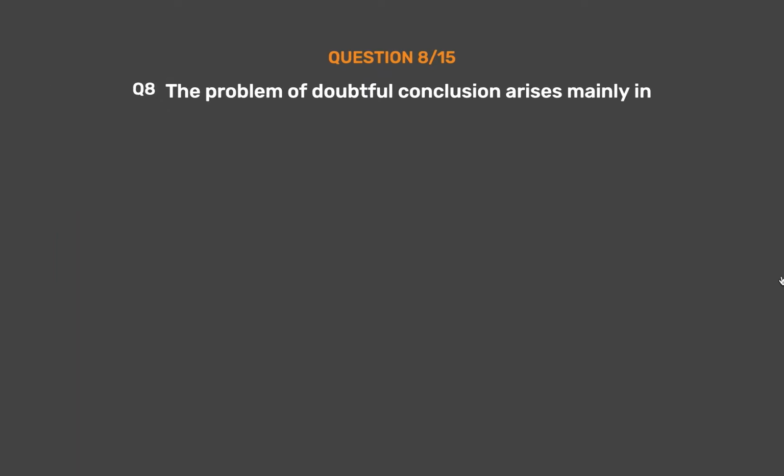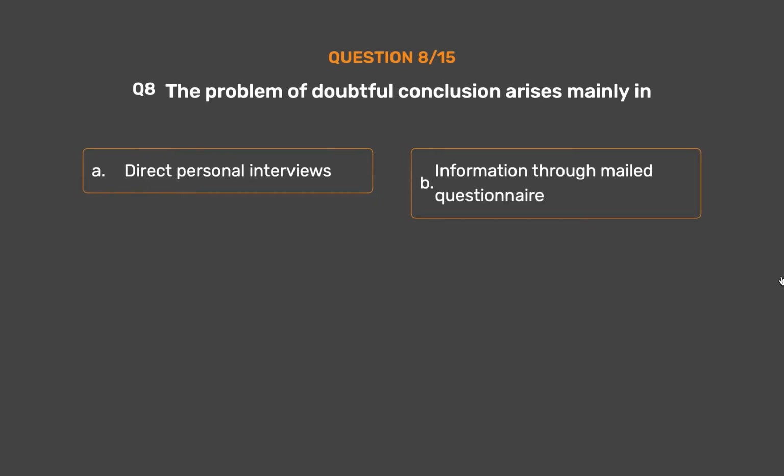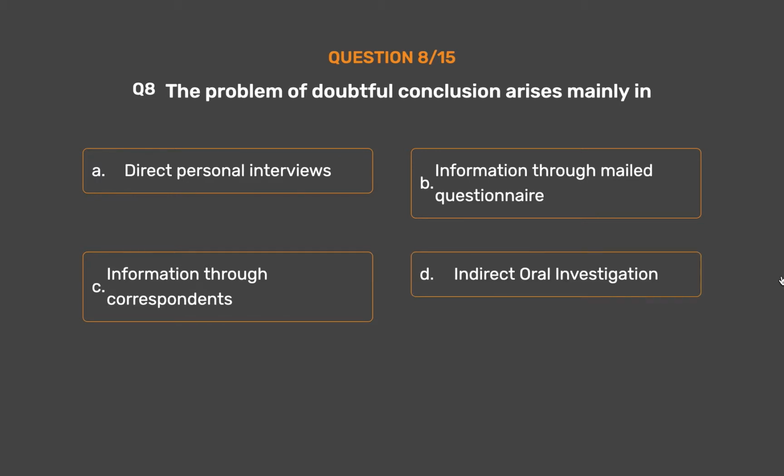Question number 8. The problem of doubtful conclusion arises mainly in Option A. Direct personal interviews. Option B. Information through mailed questionnaire. Option C. Information through correspondence. Option D. Indirect oral investigation.